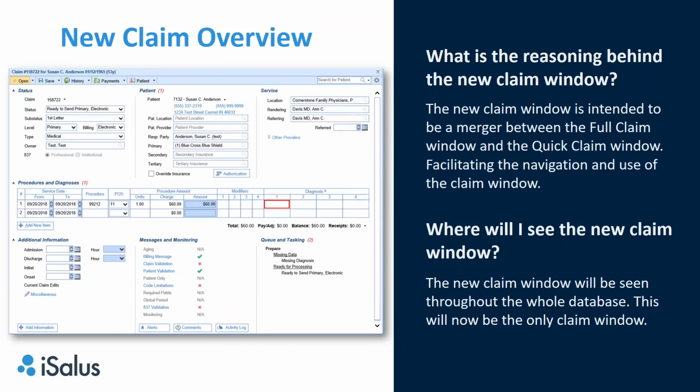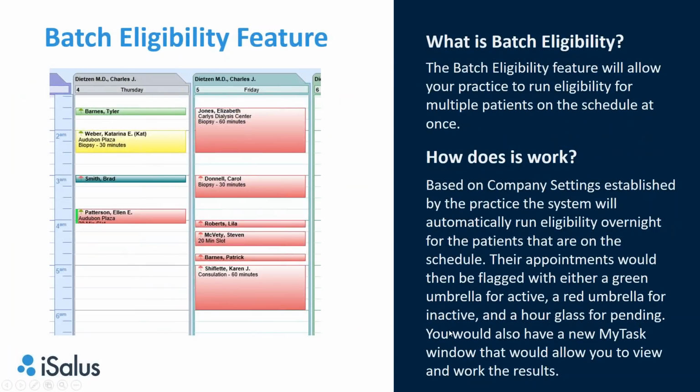So finally, as our last topic, we are introducing a batch eligibility feature. This will allow you to check eligibility on multiple patients who are on the schedule at once. You will also be able to check how many days in advance you want to run that eligibility. It will run automatically overnight, and then you will get either a green umbrella showing you that it was a successful check or a red umbrella showing you that they were inactive.